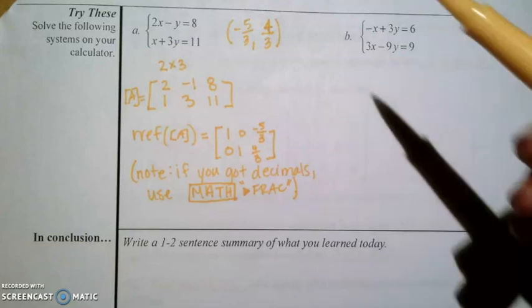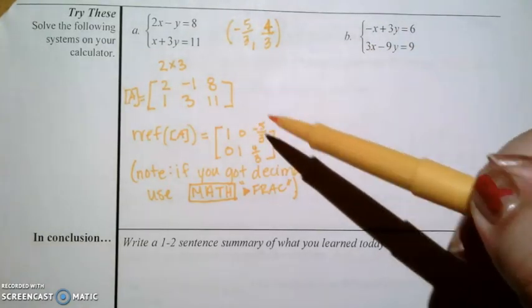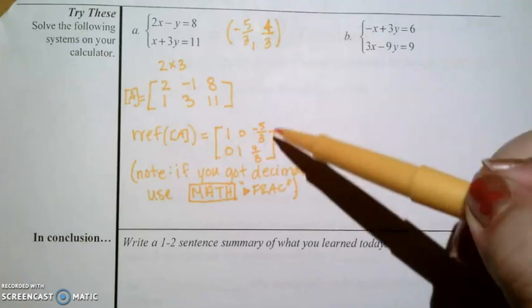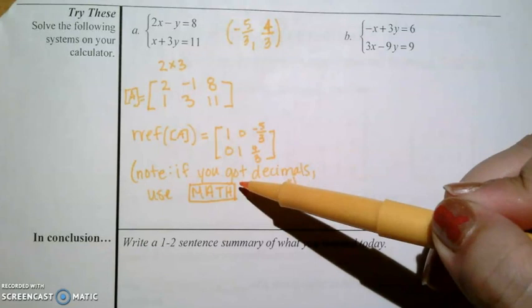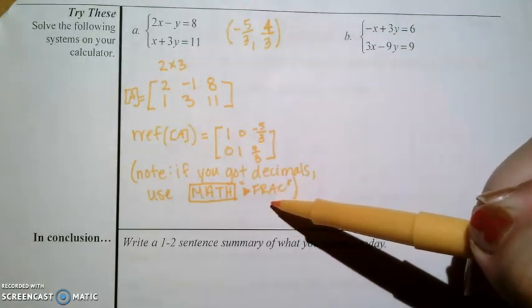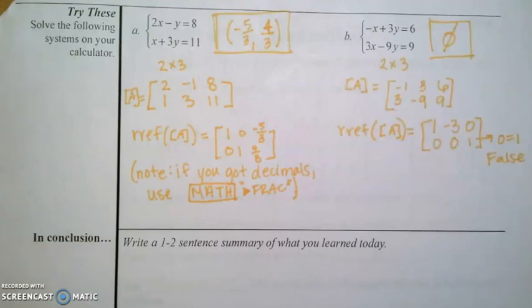All right, here's part A, the matrix that we get directly from the system, the matrix that we solve, and the solution. If you got your resulting matrix in a decimal, remember you can always do math frac to turn your answer from a decimal into a fraction. All right, now pause the video for part B. All right, so for part B, our reduced matrix gives us a false statement, and so we have no solution.